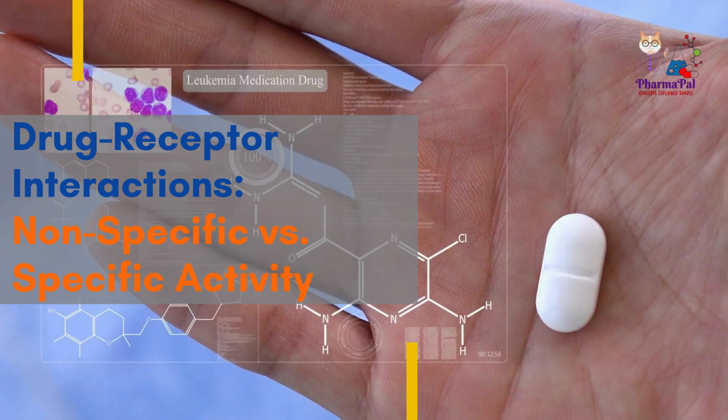In summary, drug-receptor interactions are fundamental to pharmacology. Understanding how drugs bind to receptors helps us develop better medications with fewer side effects.